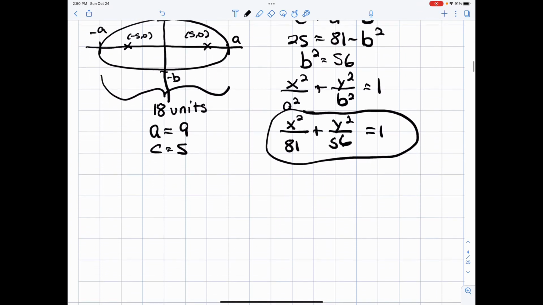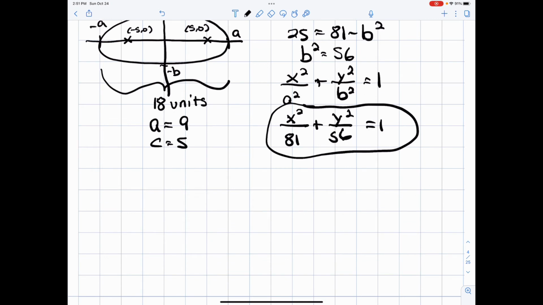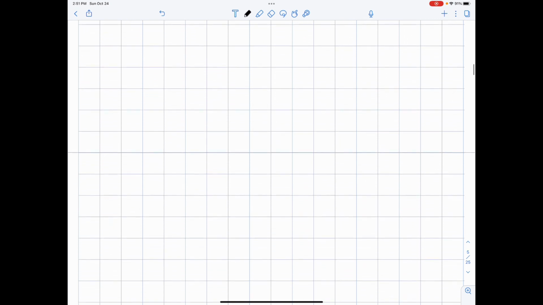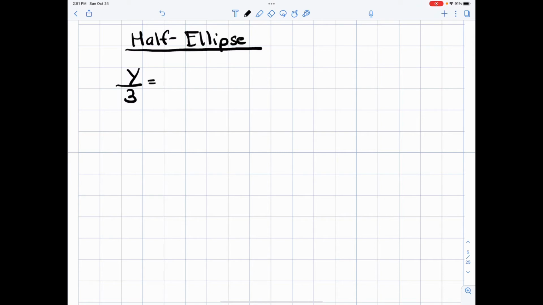All right, and one other oddity before we get into ellipses that are not centered on 0, 0, is what if you're graphing a half ellipse? That happens sometimes too. Let's say you're given the equation y over 3 equals negative square root of 1 minus x squared over 4.